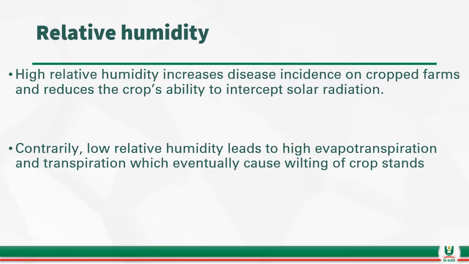High relative humidity, like I said before, increases disease incidence on crop farms and reduces the crop's ability to intercept solar radiation. When everywhere is too cloudy, the clouds will shade the sunlight, and then the plants will not be able to trap the sun rays. Contrarily, low relative humidity leads to high evapotranspiration, so the transpiration is high and will eventually cause wilting of crop stand. So that is how relative humidity affects crop.